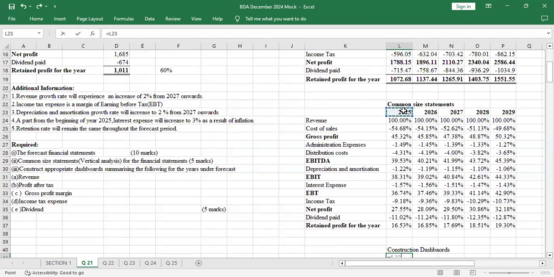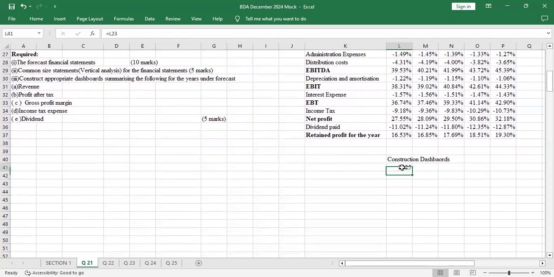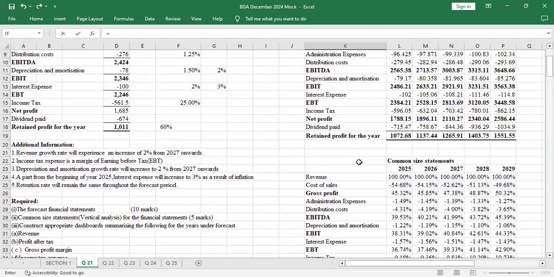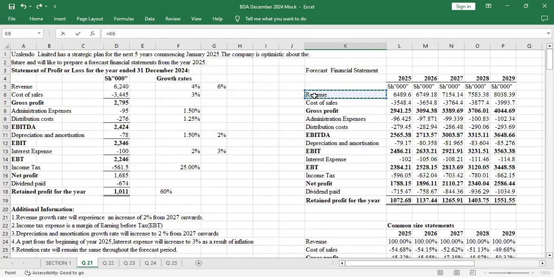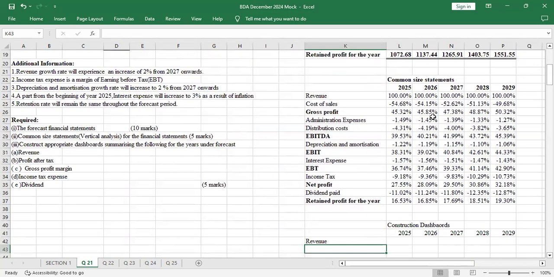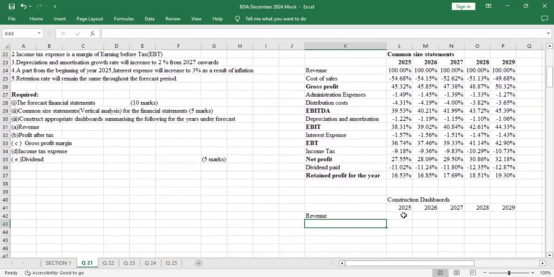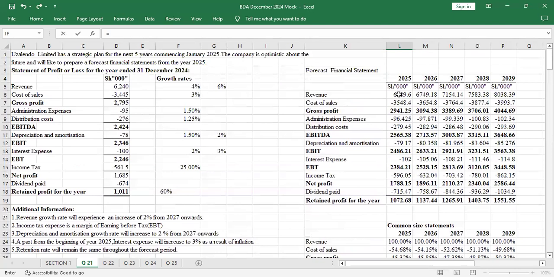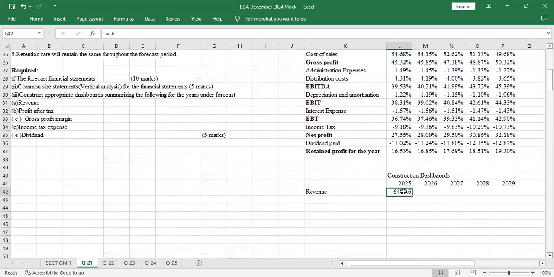I'll pick the years here. I'll start with 2025 and just copy, because I told you this paper is all about time. When you know how to copy, paste, and move faster, you'll be more accurate, finish the paper on time, and pass on your first attempt. I'll start with revenue. This revenue is based on the information up there. Don't use the information for common size statements, please. So revenue is this. Just copy.